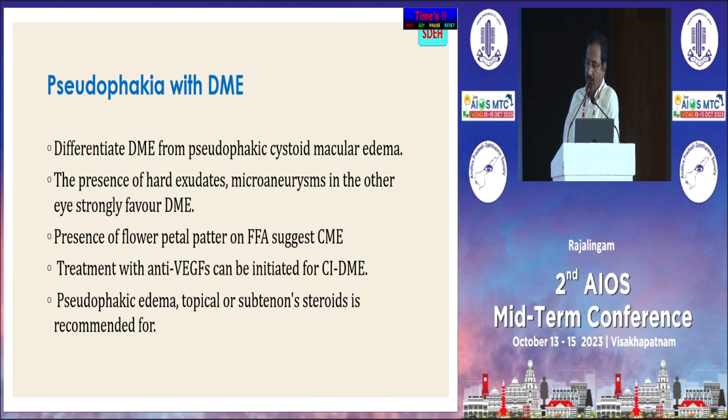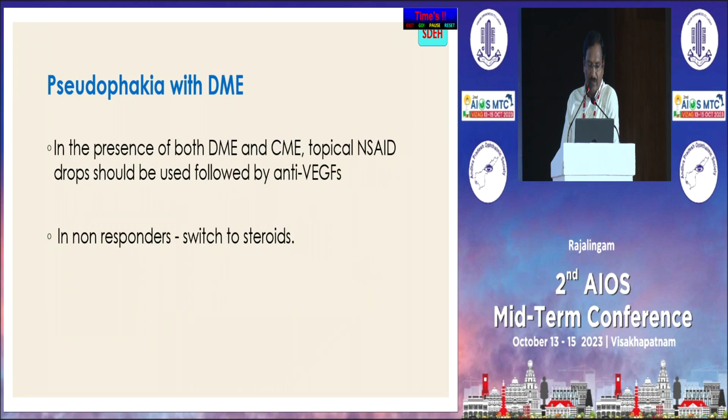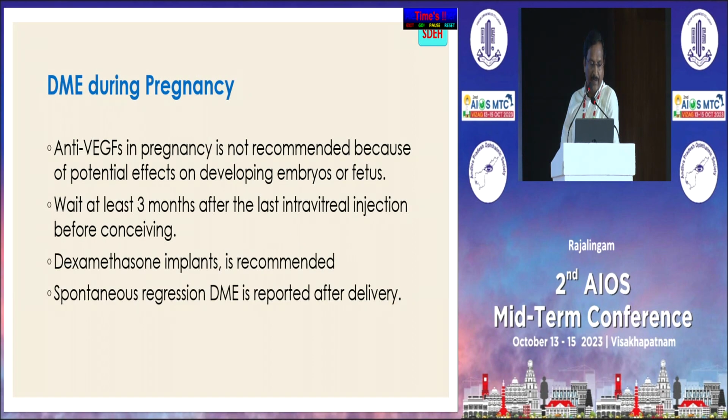So DME in pseudophakia. Differentiate DME from pseudophakic CME. You have to identify the microaneurysms or hard exudates that show it as diabetic retinopathy, or if you do FFA and you find a flower petal appearance, that shows it's a CME. So we have to differentiate between the CME and the diabetic macular edema. In presence of both DME and CME, topical NSAID drops should be used followed by anti-VEGFs. In non-responders, switch over to steroids.